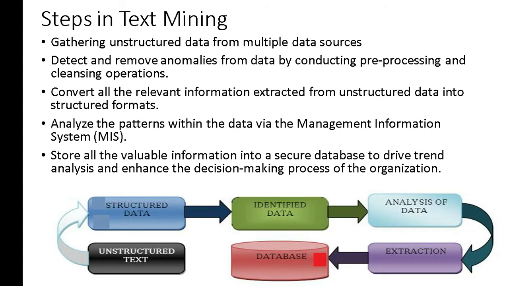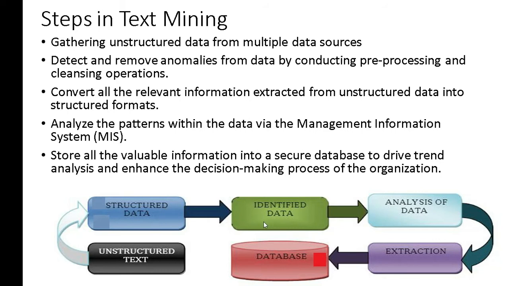Now, what are the steps in text mining? You can see this figure, which shows the steps in text mining. The first is to gather the unstructured data from multiple data sources. Next, it detects and removes anomalies from the data by conducting pre-processing and cleansing operations. Now, convert all relevant information extracted from the unstructured data into a structured format. So, the data will be converted into structured data.